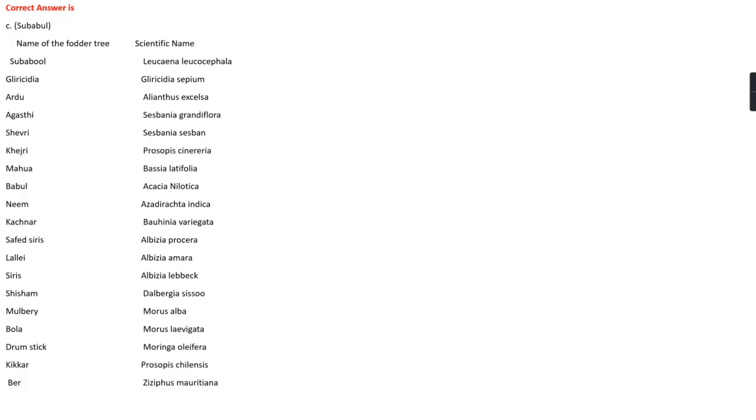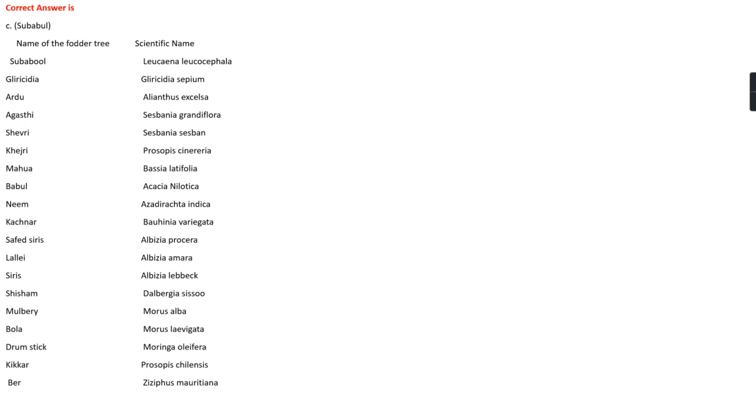Here is the list of fodder trees along with their scientific names. Subabul, the scientific name is Leucaena leucocephala, and Gliricidia, that is Gliricidia sepium. Ardu, that is Ailanthus excelsa. Agathi, that is Sesbania grandiflora. Chevry, that is Sesbania sesban. Khejri, that is Prosopis cineraria. Mahua, that is Madhuca latifolia. Babul, that is Acacia nilotica. Neem, that is Azadirachta indica. Kachnar, that is Bauhinia variegata.